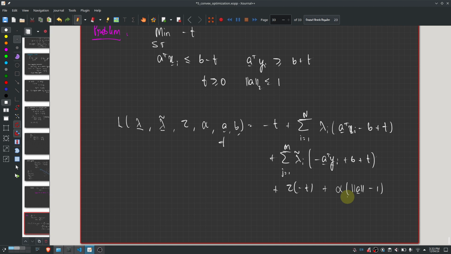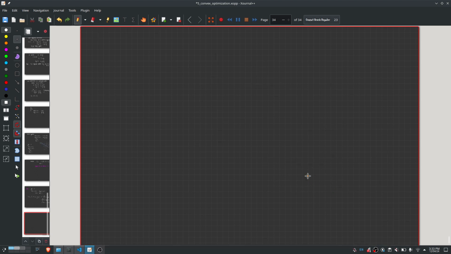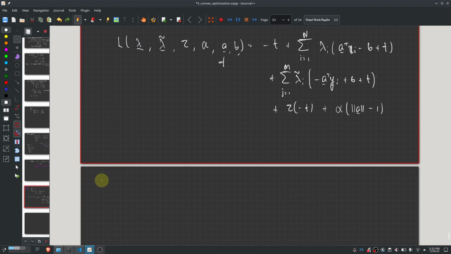What is the minimum of any affine function? It's going to be minus infinity, or it's equal to a fixed value depending on these constraints. So let me look at the minimum or the infimum over B comma T of the Lagrangian. So when is it finite?